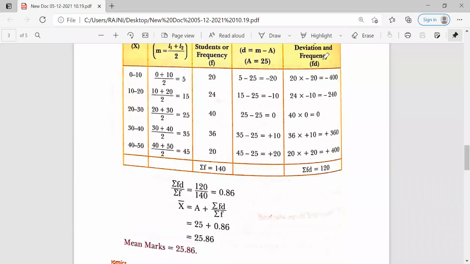The mean will be the same in each and every case, either you are calculating the mean with the help of the direct method, shortcut method, or step deviation method. So this was the process to calculate the arithmetic mean in case of the assumed mean method for the frequency distribution series.